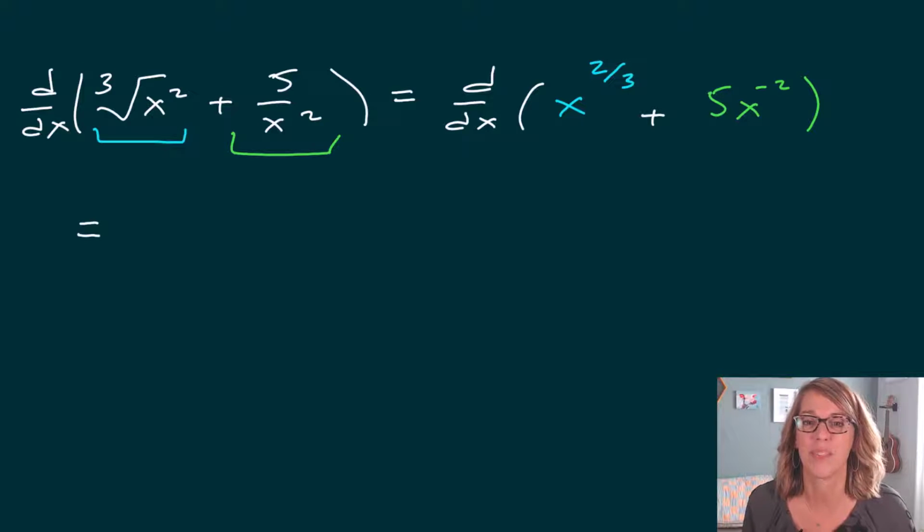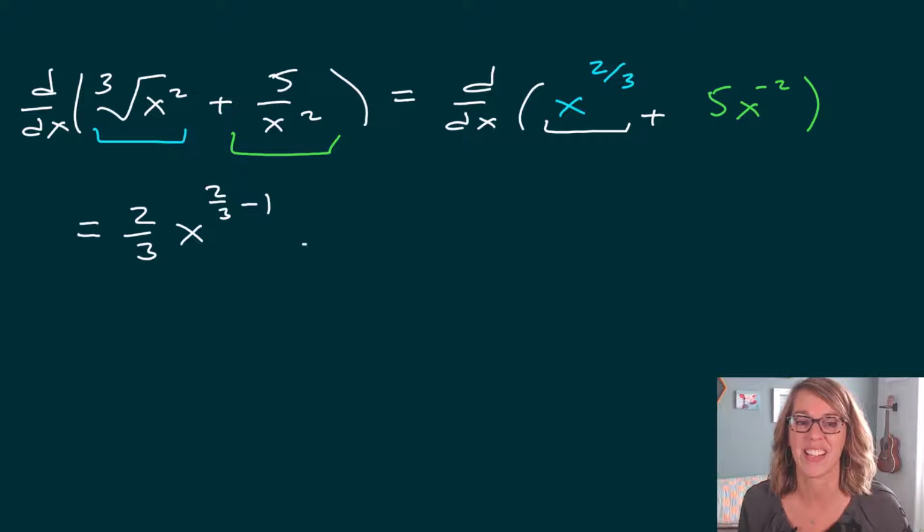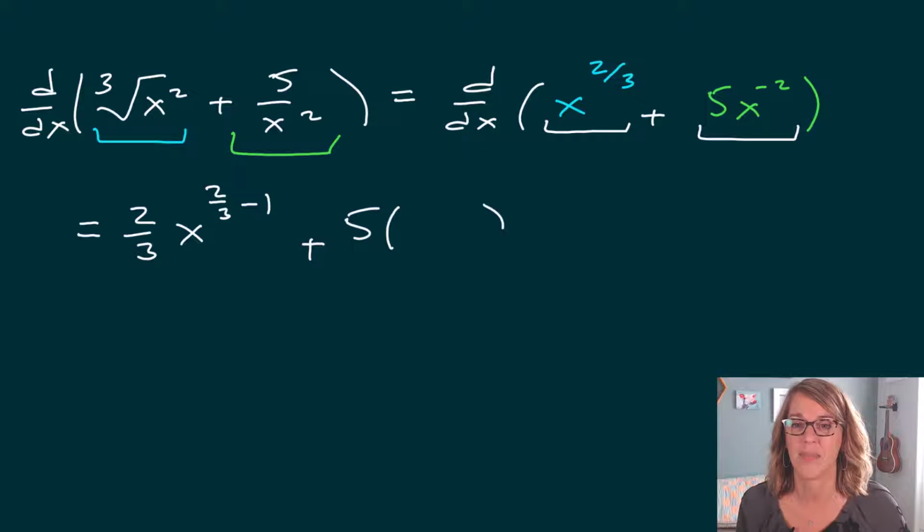Okay, so here comes the derivative. Let's go ahead and do x to the 2/3 power first. 2/3 comes out in front, and it's x to the 2/3 minus 1. I'm going to deal with that in just a second. And now the derivative of 5x to the -2. I'm going to leave 5 on the outside, and I'm going to do the derivative of x to the -2. -2 comes down in front, and I get x to the -2 minus 1.